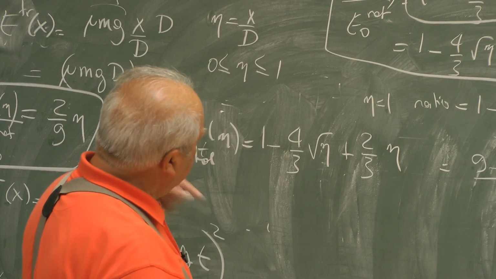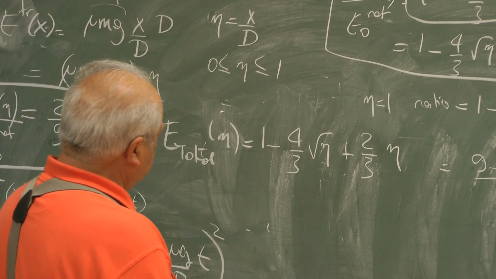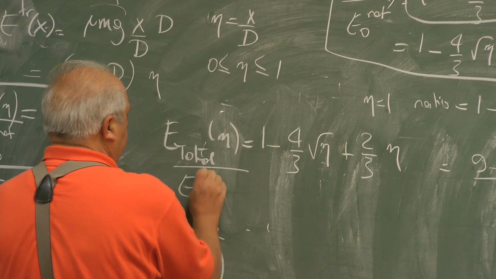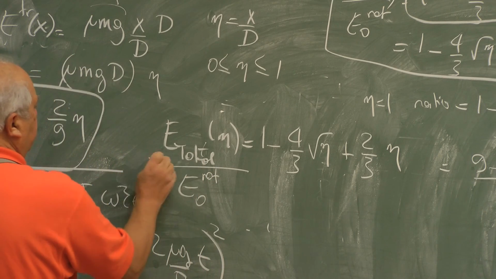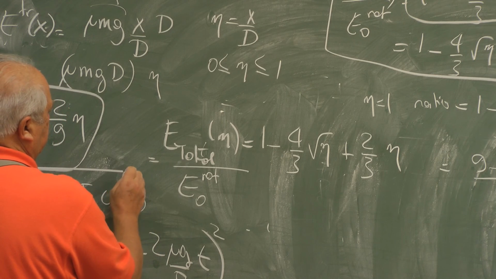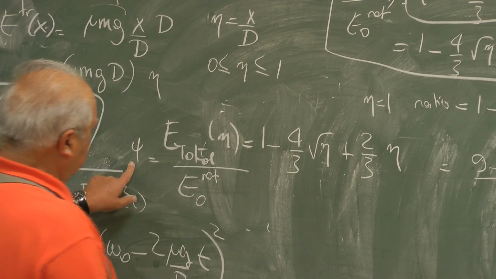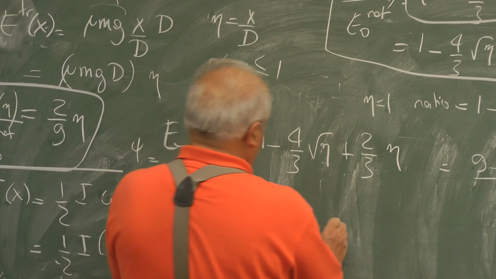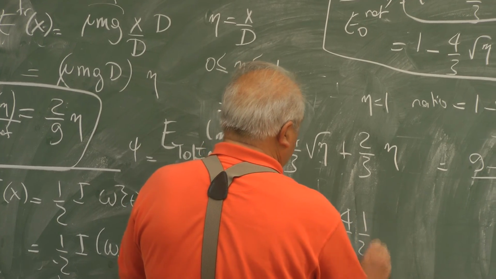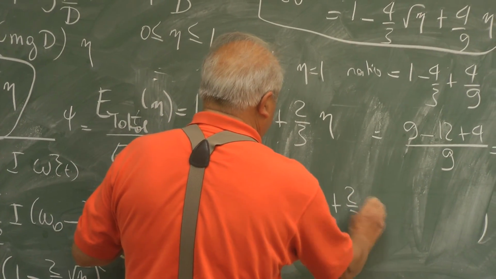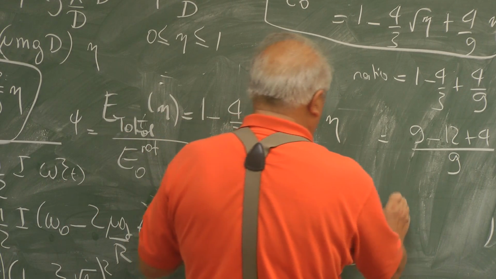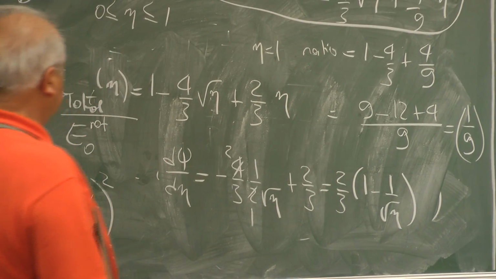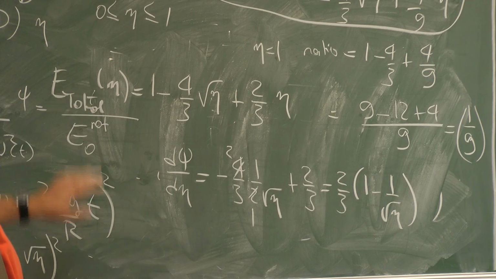Now it's interesting to see how it approaches eta equals 1. So let's differentiate. This is divided by E0 rotational, so let's call the ratio psi. So d psi d eta is equal to minus 4 over 3 times 1 over 2 root eta plus 2/3, so it is 2/3 times 1 minus 1 over root eta. That's the derivative of the energy with respect to eta.